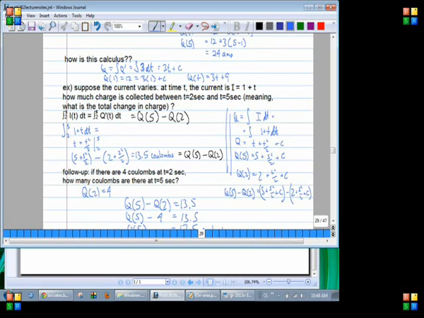But on the follow-up question, can you just plug in q of 5, ignoring the initial condition? Because you have the original function. Can you just ignore it if there are 4 coulombs at 2 seconds? Can you just directly plug in q of 5? Good question. Well, plus c. In order to figure out the actual amount at t equals 5, you need the actual amount at some other point in time. Does that make sense?